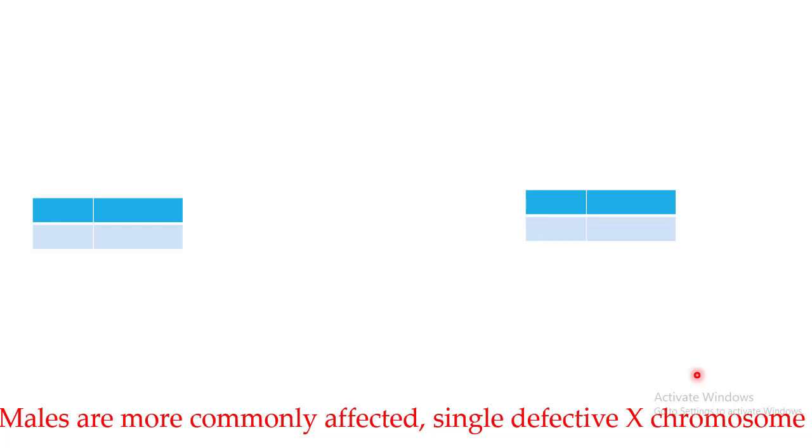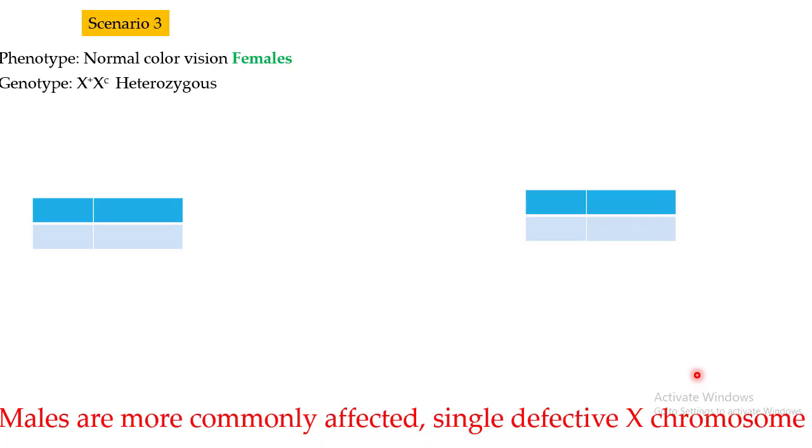Let us talk about the third scenario. In this case, again, the mother has normal vision, but this time she has the normal color vision in the heterozygous condition. The father is colorblind, and the only way he can be colorblind is with this particular genotype. Now, I hope you are getting the idea of how these things work. You are going to make the gametes of the mother over here.